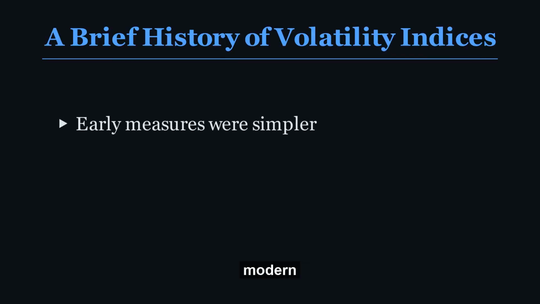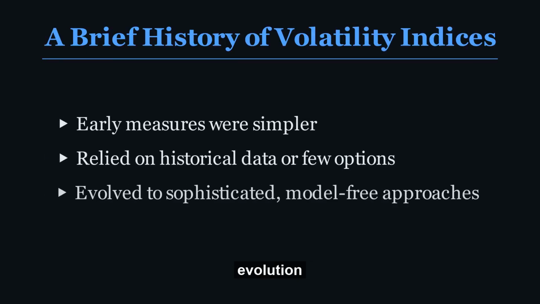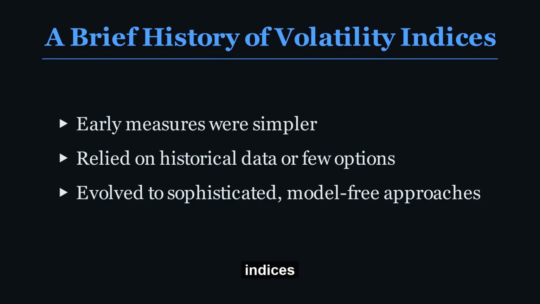To appreciate the modern VIX, it's helpful to understand its evolution. Volatility indices haven't always been as complex or as widely used as they are today. Early attempts to quantify market fear were much simpler, often relying on historical price movements or basic implied volatility from a few at-the-money options. The journey from these rudimentary measures to the sophisticated, model-free VIX we use today is a testament to financial innovation and mathematical rigor.